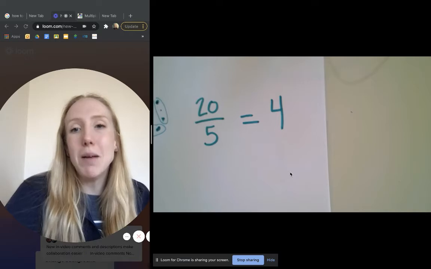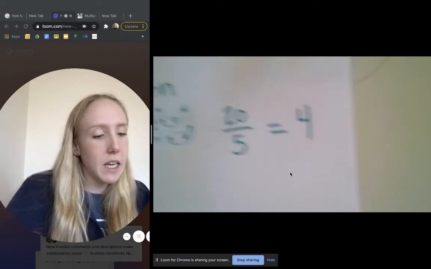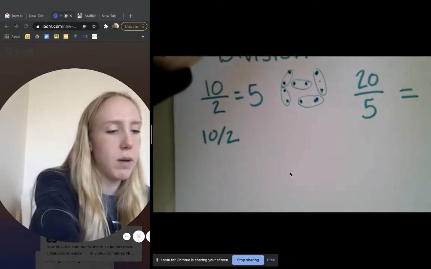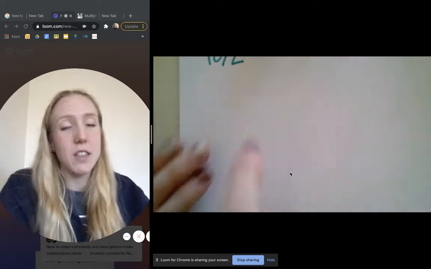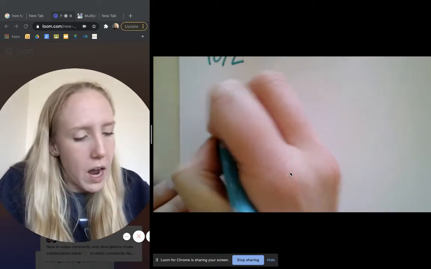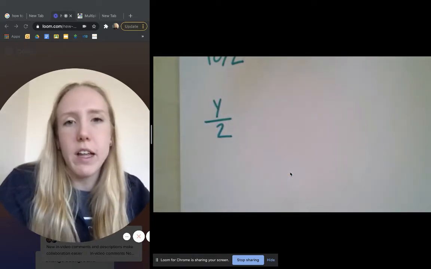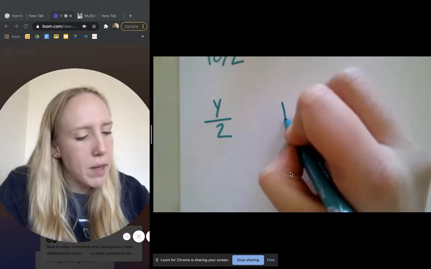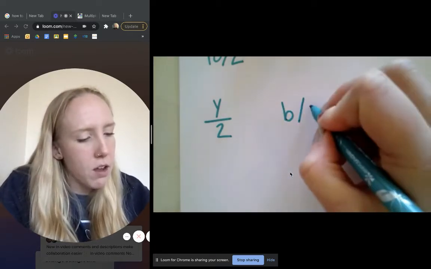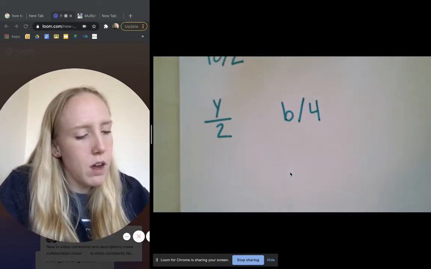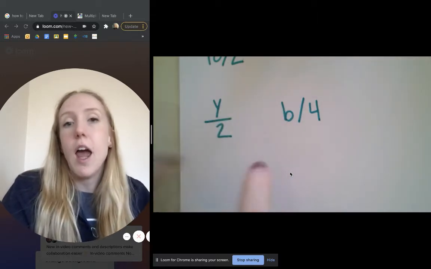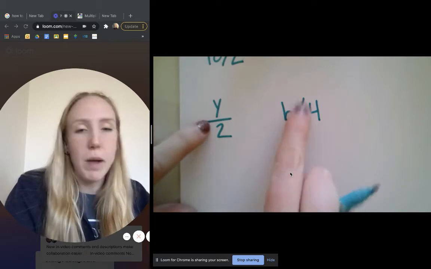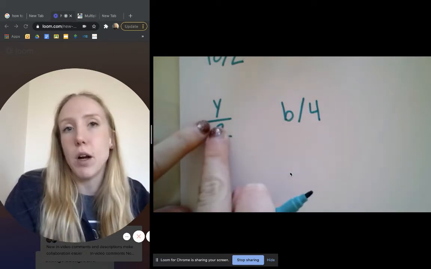Now, sometimes you are going to see division like this. Remember, when we are writing algebra problems, we write our division as a fraction. So you might have y divided by 2. It might look like that. Or if you have b divided by 4. So just know that these things are what show division. And when you are writing division, I'm going to expect you to use the slash or the fraction bar.